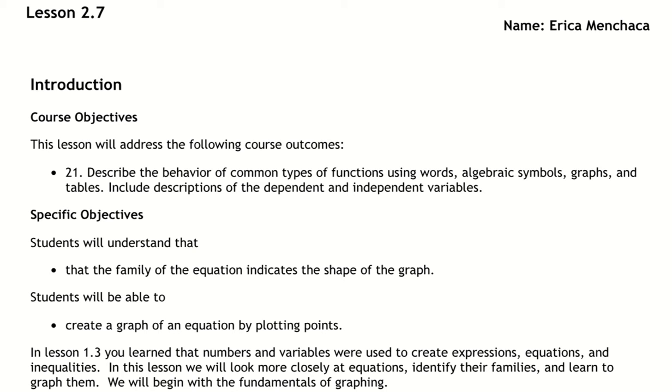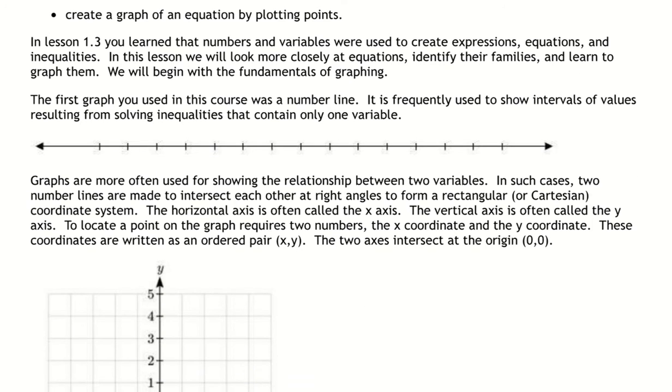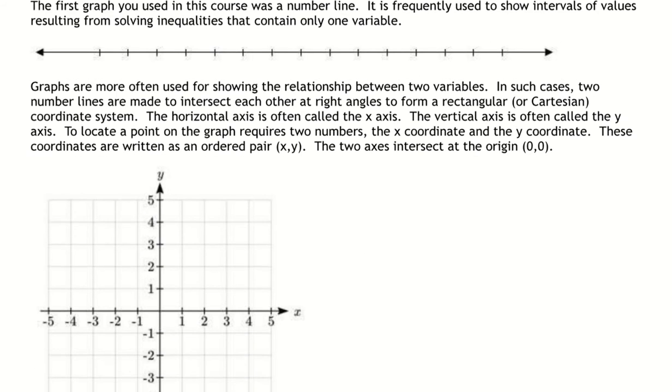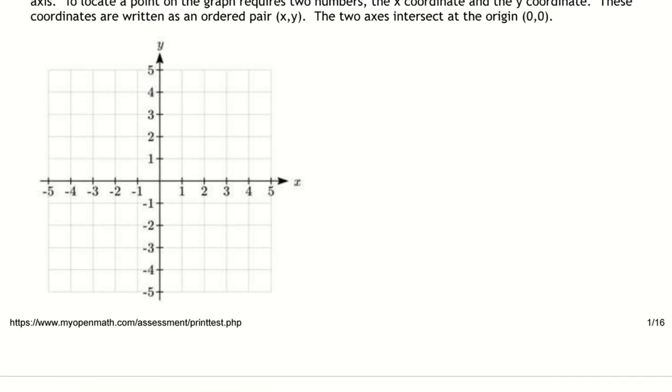Welcome to lesson 2.7. In this lesson, we're going to look at graphs and we're going to make sure we can graph the different types of families of equations. So we've talked about number lines, and a number line is actually your horizontal or x-axis. And then once we put in the y-axis, this is called a coordinate plane. So x goes side to side, y goes up and down, and then 0, 0 is what we call the origin. That's the center of your coordinate plane.